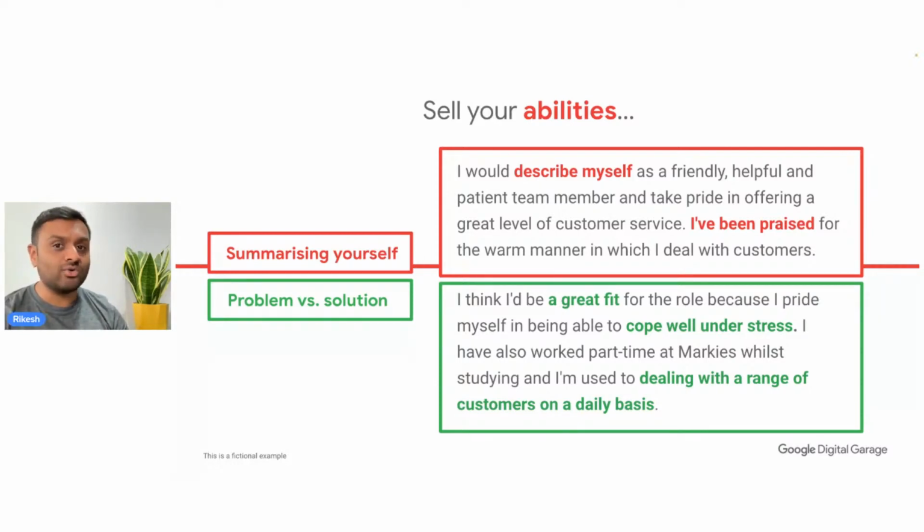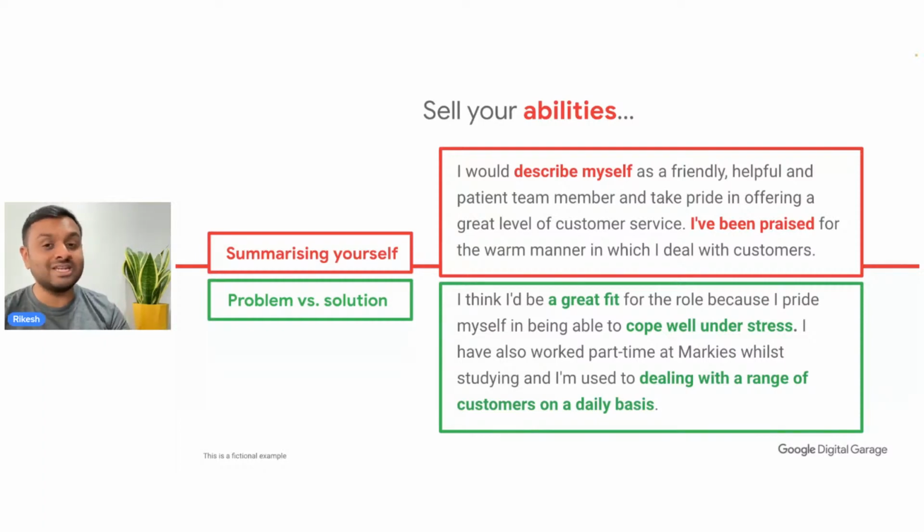"I've been praised for." That's a really great sentence starter to think about, maybe include it within a cover letter document. "I've been praised for the warm manner in which I deal with customers." Again, we're really selling ourselves here with this paragraph. We then move into our problem versus solution paragraph. "I think I'd be a great fit for the role because I pride myself in being able to cope well under stress. I've also worked part-time at Marquis whilst studying, and I'm used to dealing with a range of customers on a daily basis." So cope well under stress and dealing with a range of customers on a daily basis.